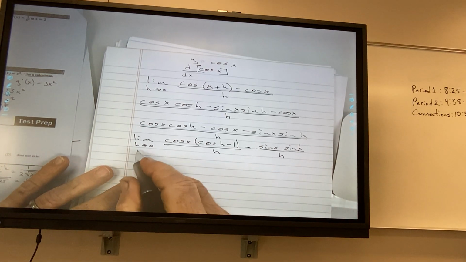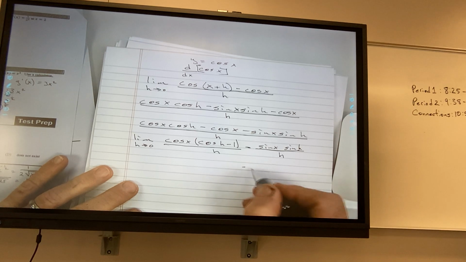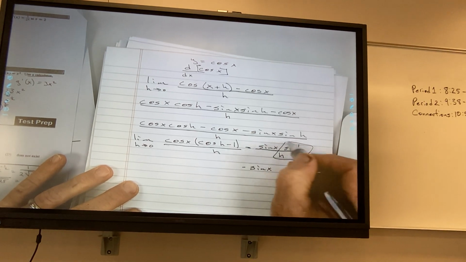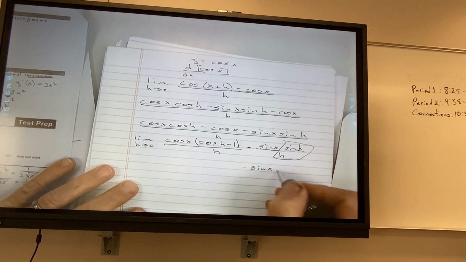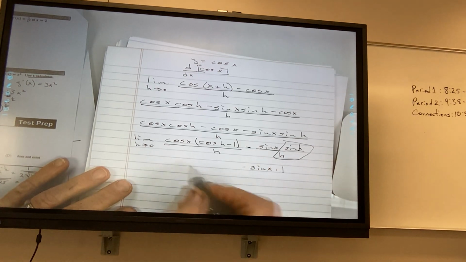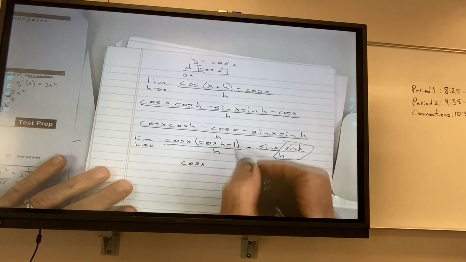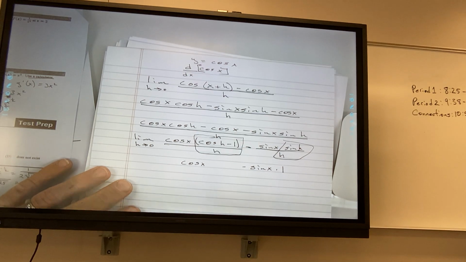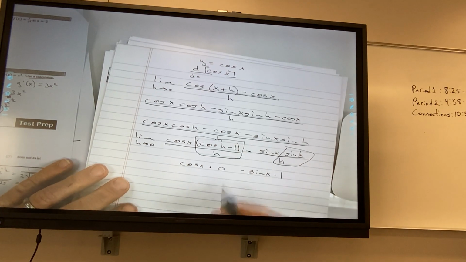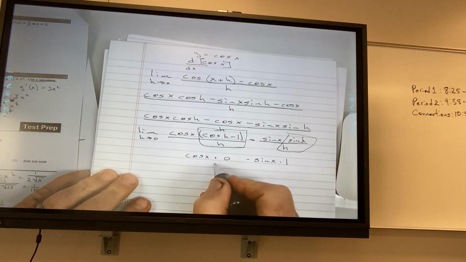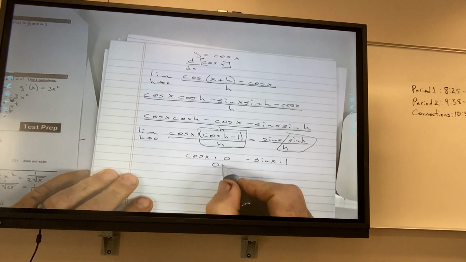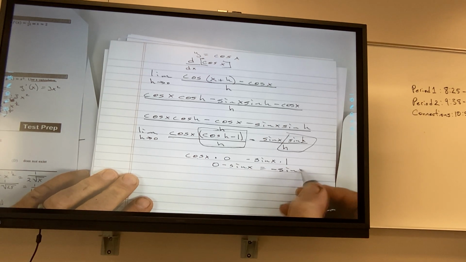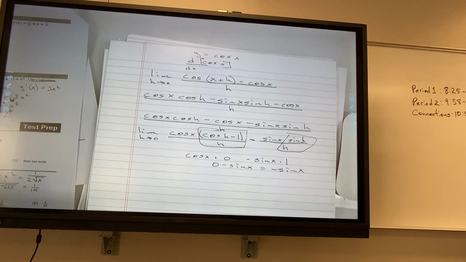Well, only h is changing, so it doesn't affect sine of x. But what's this? The limit is 1. It doesn't affect the cosine of x, only affects this. What's that? 0. So what is cosine of x times 0? 0. Minus the sine of x. What is that? Negative sine of x. I was off by a sine of x. Okay.